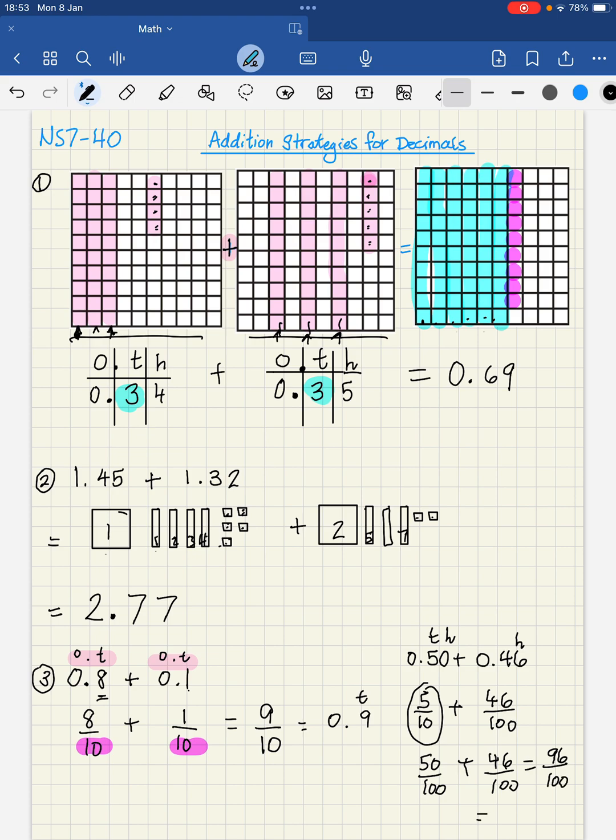So how would we write that as a decimal? Well, we have 0 ones, we have 9 tenths, and we have 6 hundredths, and that's how we would write that. Okay, so you can do question 3, where you're going to use equivalent fractions to calculate the decimal sums.